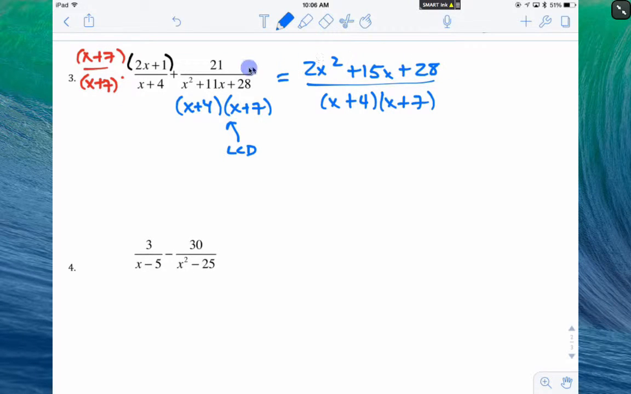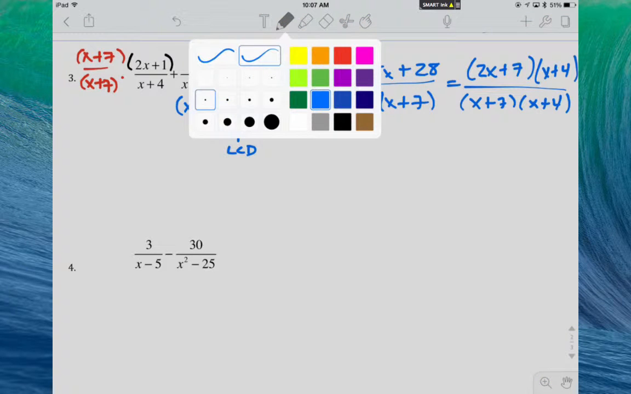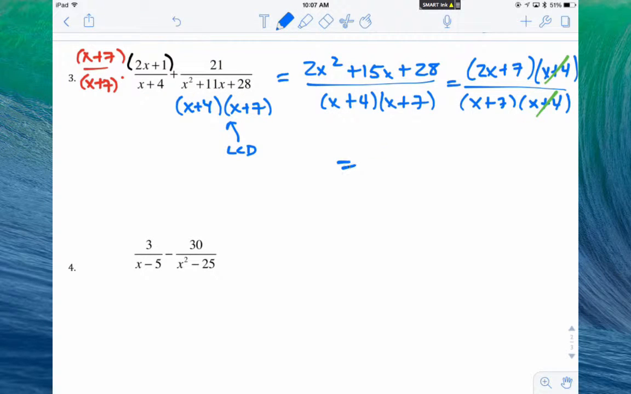Now we got to remember the AC method, right? 2 times 28 is 56. Are there 2 factors of 56 that add to 15? Yes, there are, 7 and 8. So when you factor this, and I urge you, take a moment right now, pause the video and factor this using the AC method. When you factor this using the AC method, you end up with 2x plus 7 times the quantity of x plus 4. And now all of that is going to be over x plus 7 times x plus 4. We see that, yes, we can indeed simplify away these x plus 4 terms, yielding our final sum as 2x plus 7 over the quantity of x plus 7.